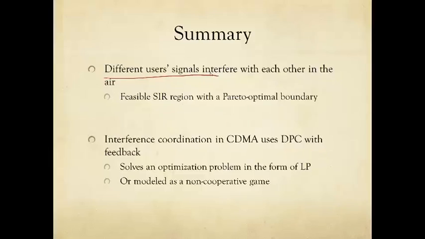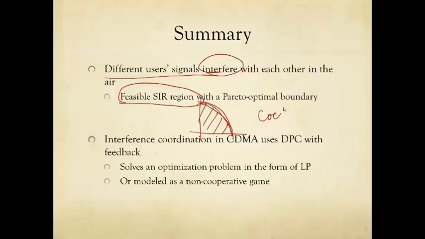In the cellular world, we use transmit power control to manage this interference, to mitigate the impact of this negative externality. In particular, we saw the picture of a feasible SIR region, the trade-off, with a Pareto optimal boundary. And we saw the cocktail party analogy. In this case, we're controlling the volume of all those that talk during this cocktail party.